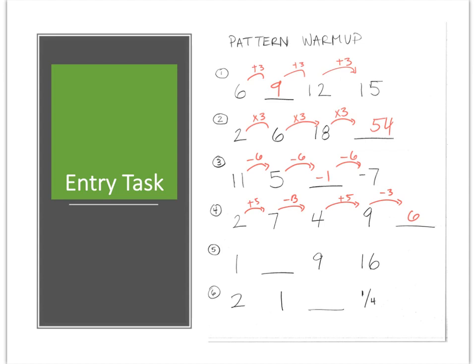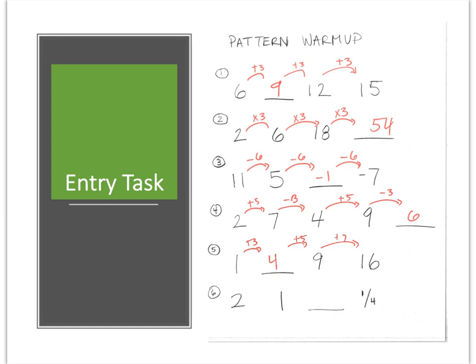1 times 1 is 1. 3 times 3 is 9. 4 times 4 is 16. So this 2 times 2 would be 4. Okay. Oh, I guess that did work. So plus 3, plus 5, plus 7. I guess that did work.